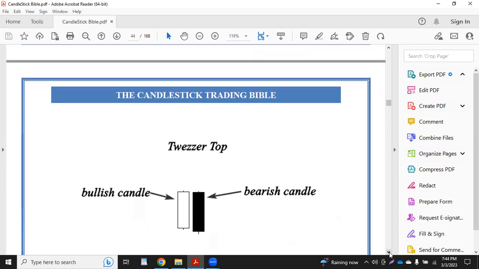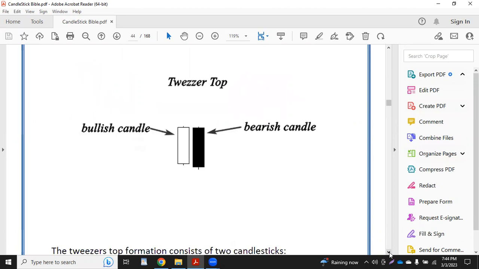Now, the next one is the tweezer top. So the tweezer top is the opposite of that, all right? So think of the tweezer top as this. The tweezer bottom, the previous one, is a bearish candle followed by a bullish candle and is a buy pattern, right? Now, for tweezer top, the tweezer top is a bullish candle followed by a bearish candle. So tweezer top is a bullish candle followed by a bearish candle. And when you see that pattern, it's usually a bearish pattern. It's a bearish pattern, right?